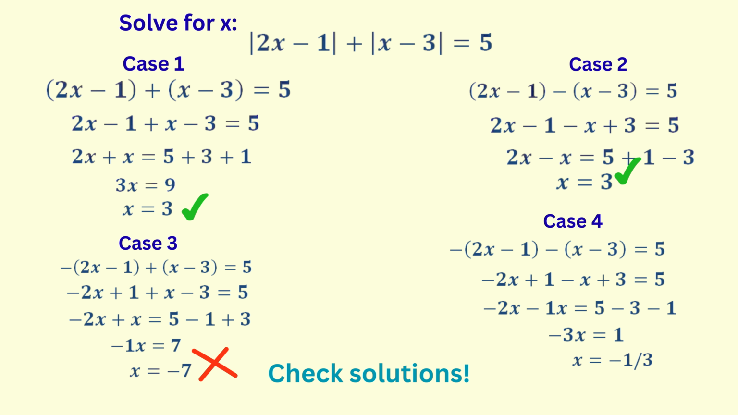Now let's check x equals -1/3. We get 1 2/3 plus 3 1/3, which is 5. So x equals -1/3 is a valid solution. So our two solutions are x equals 3 and x equals -1/3.